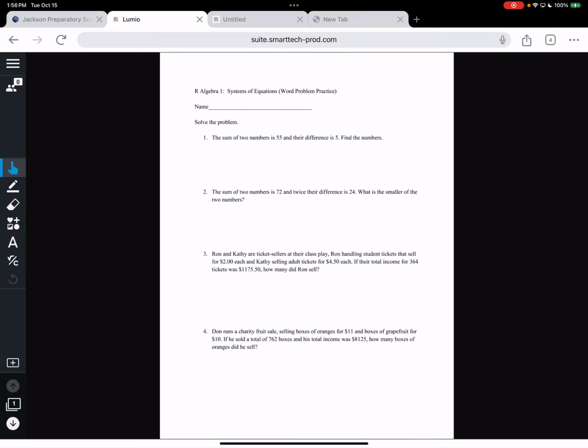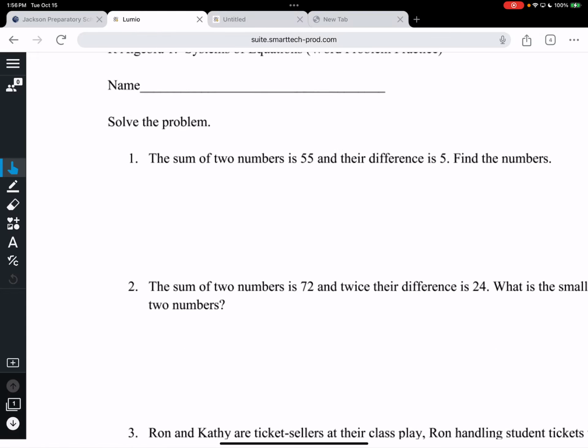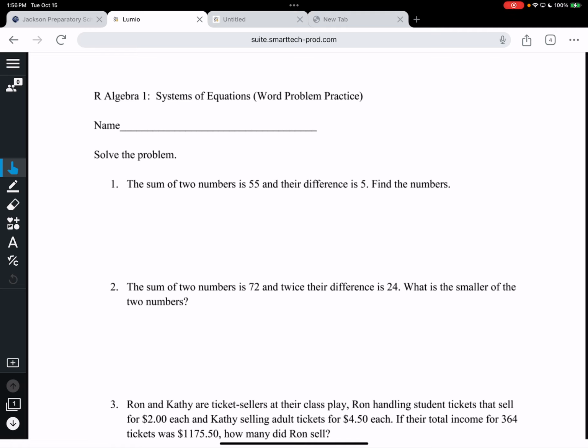So we are starting, or we're continuing really, with systems of equations. You've been working with substitution, you've been working with elimination, you've graphed some, and now it's your favorite part. We get to turn them into real world situations. Yay, I know, right?